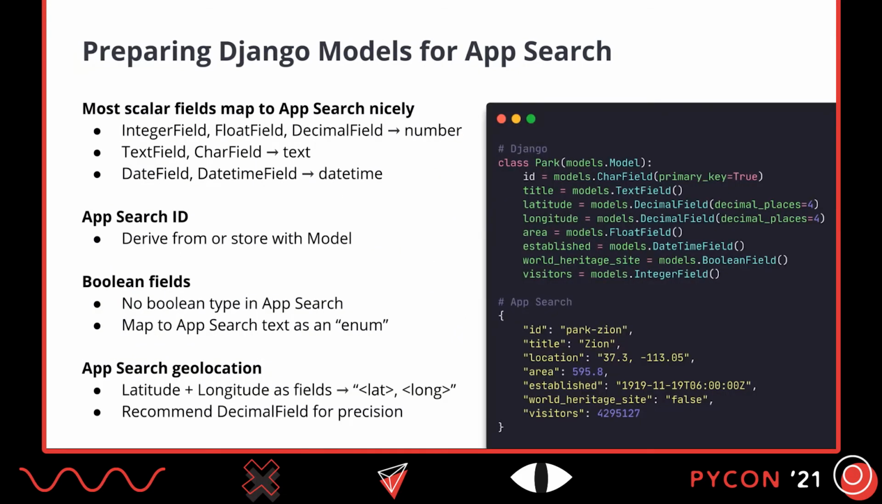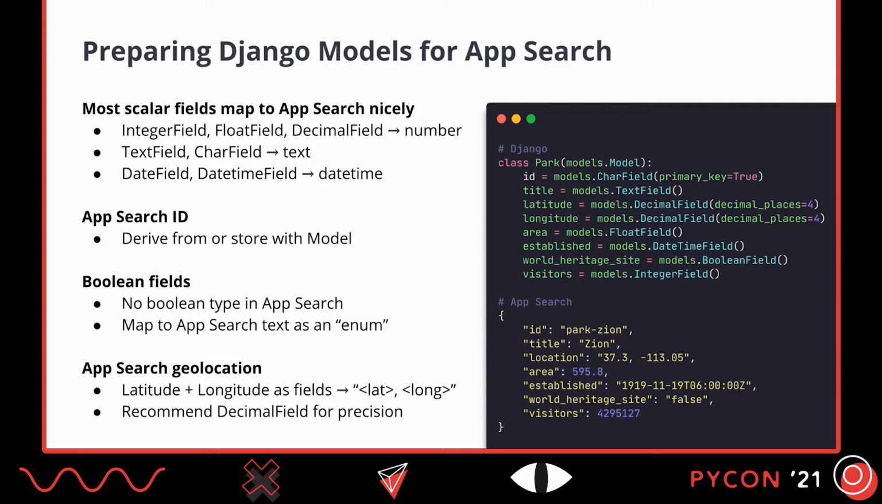A document in AppSearch is essentially a flat JSON object. So we'll need to take our Django model, which potentially has complex types or relationships, and transform it into data that's relevant to AppSearch. The first thing to do is to determine what data AppSearch actually needs. If there's data that doesn't matter for searchability or filtering or sorting, then it doesn't need to be indexed in AppSearch. You can just ignore these fields.